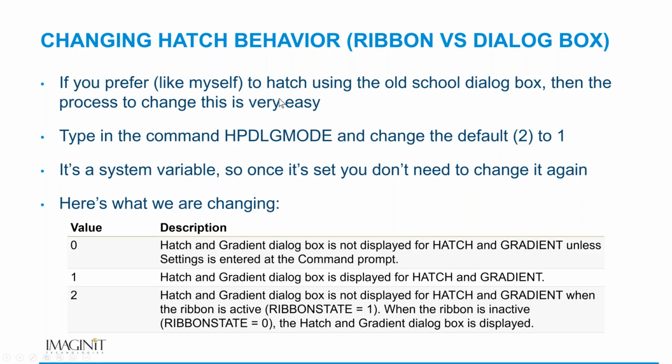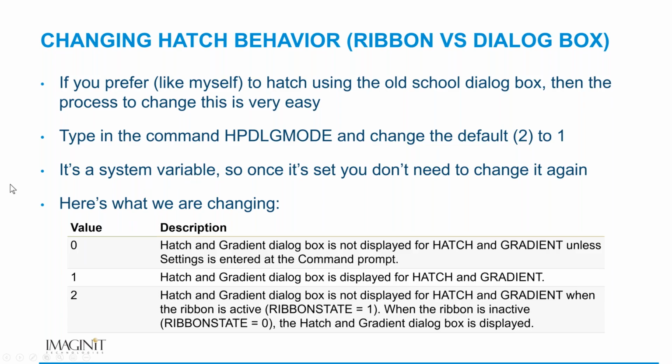So let's get back to talking about hatch. So changing hatch behavior, ribbon versus dialog. Now, one of the things is that I prefer the old style hatch dialog, okay? And I'll show you why when we get to the example here. We can always change that. Basically, you type in HPDLGMODE, which stands for hatch pattern dialog mode, and change the default from 2 to 1. It's a system variable, so once it's set, you don't need to change it again.